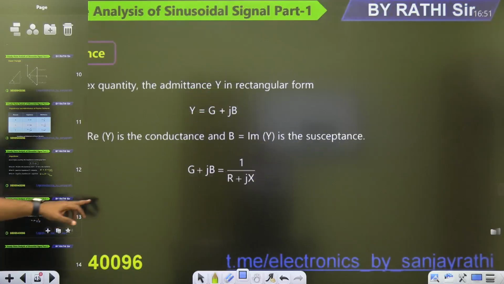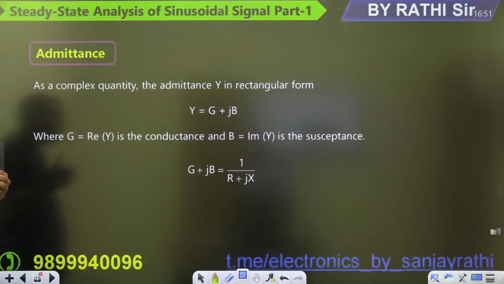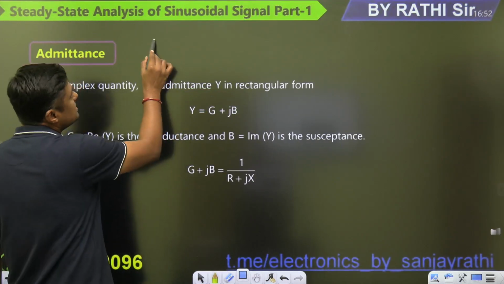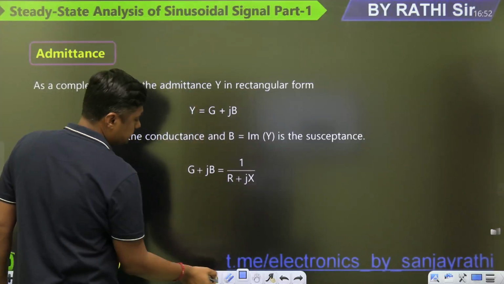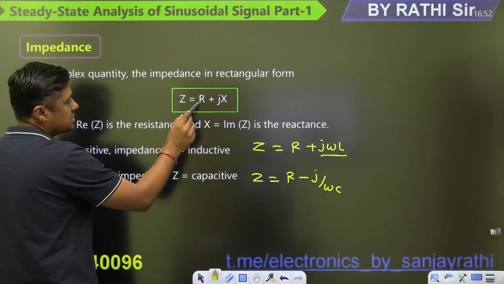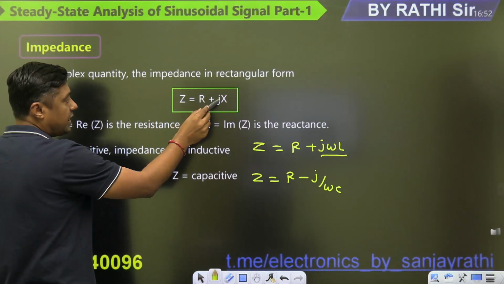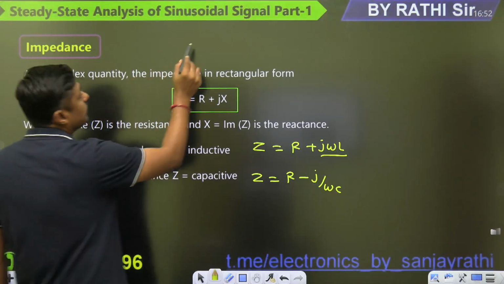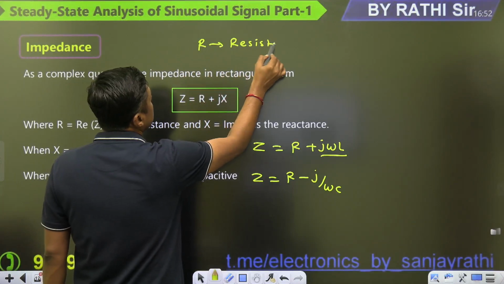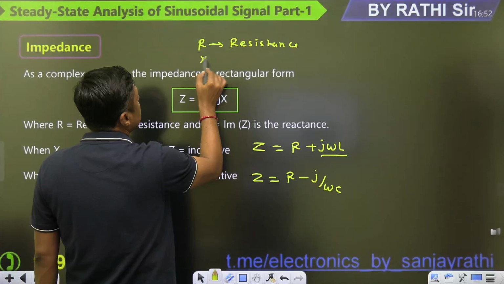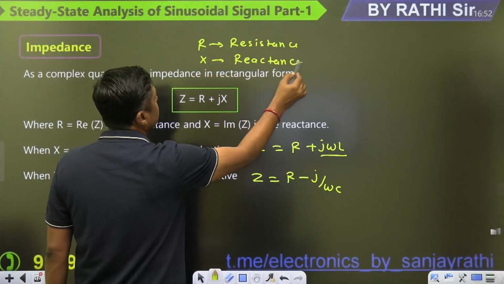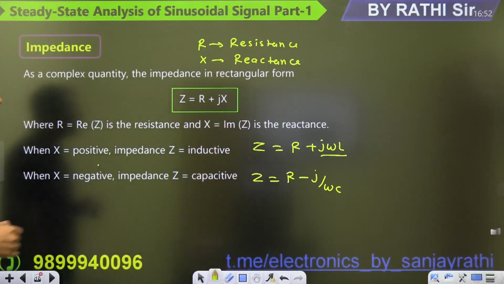Then what is the admittance? Admittance means the reciprocal of impedance. For example, Z is given by R plus jX. R is called resistance, right? X is called reactance. What is R? Resistance. What is X? Reactance. That is the name. The imaginary part is called reactance because of an inductor or capacitor or both.